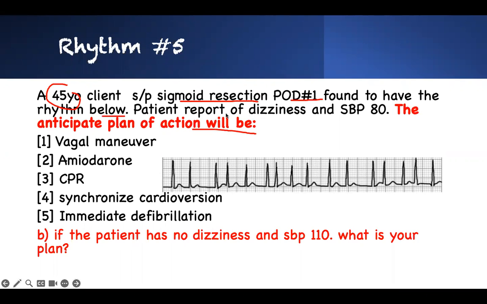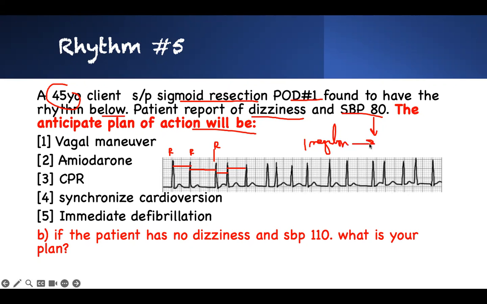The patient reports what? He's telling you, I'm dizzy, and his systolic blood pressure is 80. What would you do? Then you look at it and say, I've got to do my RR interval from here to here. If I look from here to here, it's not the same distance. This is not the same. Even this is not the same. So the rhythm is not regular. This is irregular.